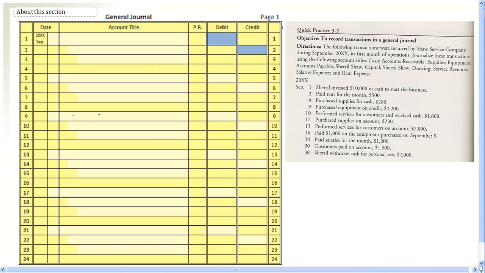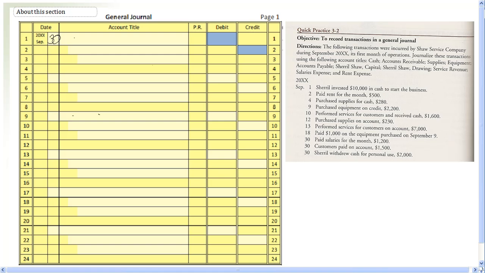transaction that we have, and that is Cheryl investing $10,000 in cash to start up the business. The first thing that we want to do is record the date, which is the 30th, and then we'll take a look at what debits and credits we have as far as the accounts. What accounts are we going to deal with? So we can see that we would have cash, and we will have capital, Cheryl Shaw Capital account. Those are the two accounts that would be affected by this transaction.